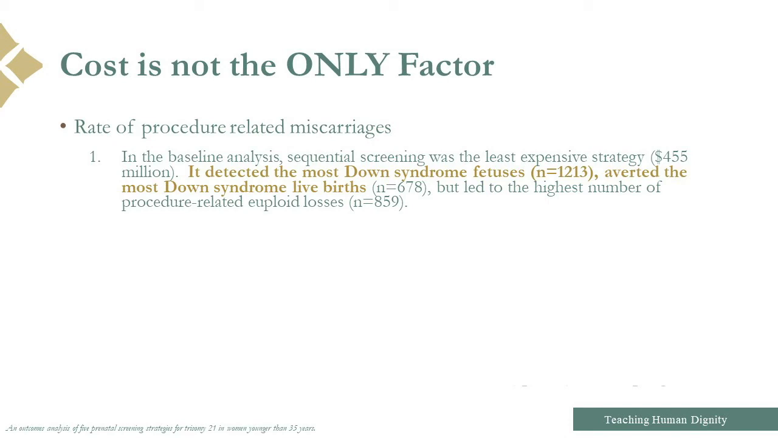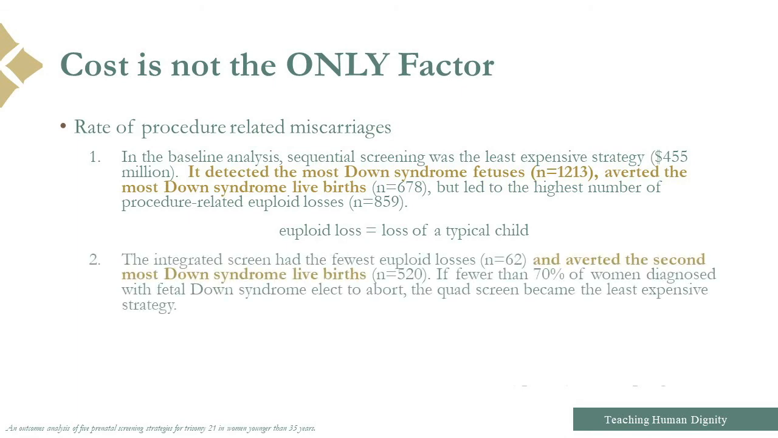You can see they're referring to several different kinds of screening procedures. They said that sequential screening was the least expensive. It detected the most Down syndrome fetuses and averted the most Down syndrome live births, but it led to the highest number of procedure-related euploid losses. What's a euploid loss? The loss of a typical child, right? The integrated screen had the fewest euploid losses and averted the second most Down syndrome live births. So relatively, this one's looking pretty good. Not as many typical children were lost, and it still came in second in terms of averting Down syndrome live births.